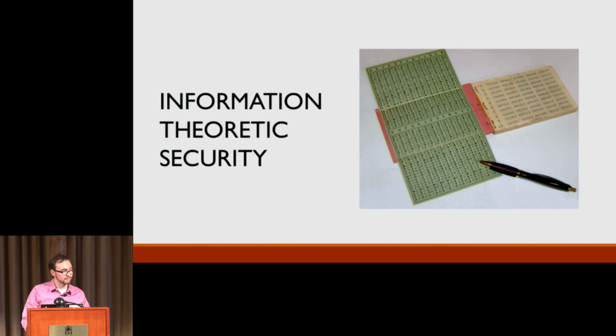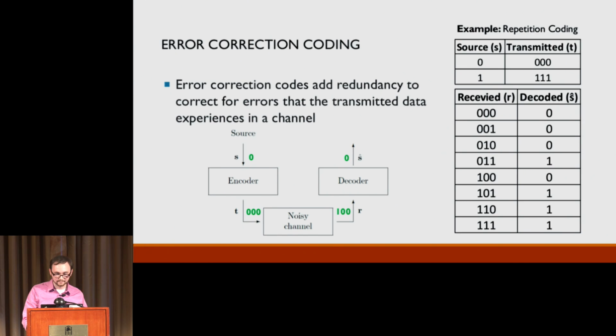So I'm going to talk a little bit about information theoretic security and MIMO, just to get you into the realm of what we're working with here. So, error correction coding. This is just the idea that you're adding some redundancy in a clever way to reduce the error rate in a noisy channel. In this example, this is the simplest way you would do it: you would just repeat the bits, and then you would take a majority vote at the receiver.